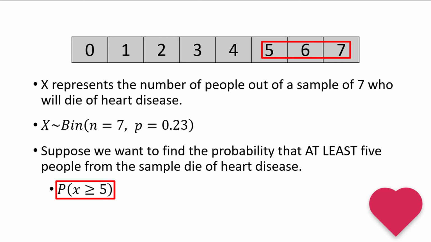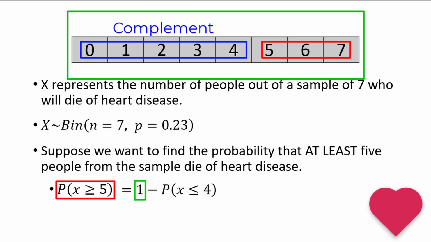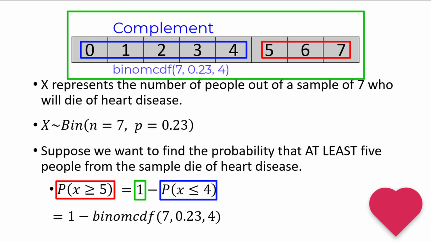5, 6, and 7 are the outcomes we want, which means that 0 through 4 are the outcomes in the complement. We take 1, which represents all of the values, and subtract the complement, the values we don't want of 0 through 4, represented by the probability x is less than or equal to 4, to get our answer. This translates into 1 minus binomial CDF 7, 0.23, 4, which is equal to 0.0088 when you plug it into the calculator.